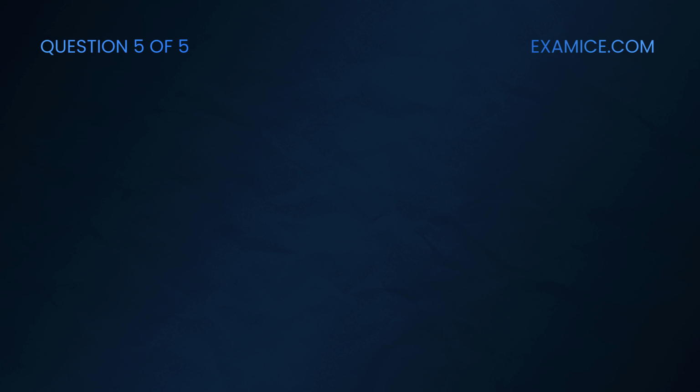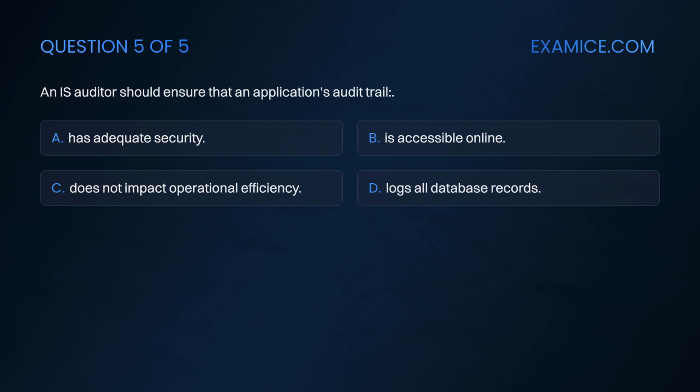Question 5. An IS auditor should ensure that an application's audit trail. Option A, has adequate security. Option B, is accessible online. Option C, does not impact operational efficiency. Option D, logs all database records.